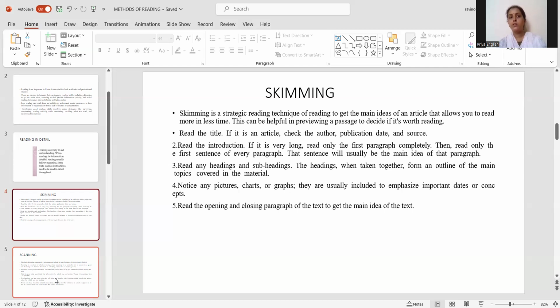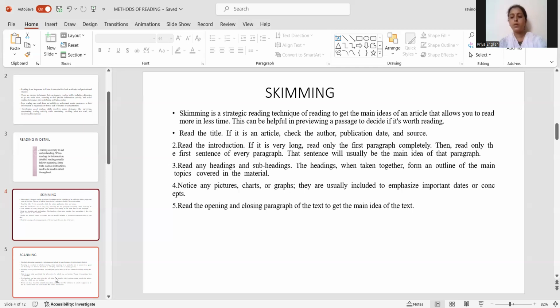Then you can read the first two sentences of each paragraph, and every first or second sentence of the paragraph will have the main idea of that paragraph, which is called the topic sentence of the paragraph.